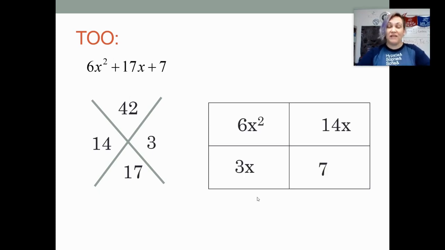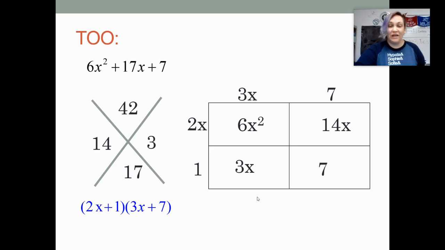Now in my box, I chose to put the 14 in the top corner and the 3x in the bottom corner. If you have those flip-flop, that's okay. We're still going to get the same answer as each other. What'll happen is what's along my left side will be across your top. And what's across my top will be along your left side, but we'll still get the same parentheses. So let's check and see if we got the same parentheses.